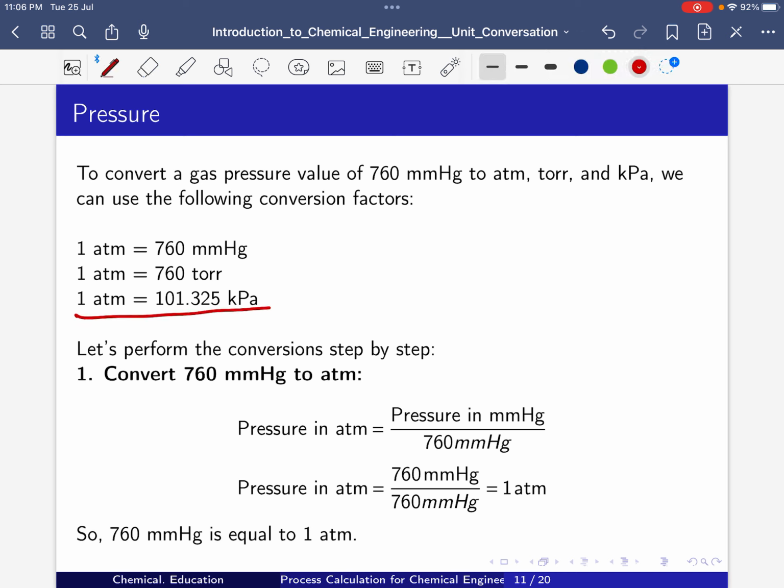Now here I am giving one example. So convert 760 mmHg to atm. Now we know that 1 atm is equal to 760 mmHg. So 760 mmHg is equal to 1 atm. So pressure in mmHg divided by 760 mmHg, 760 mmHg given, that is 760 mmHg by 760, that is 1 atm. Means 760 mmHg is equal to 1 atm.